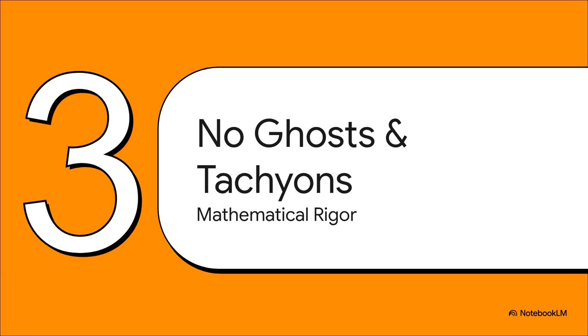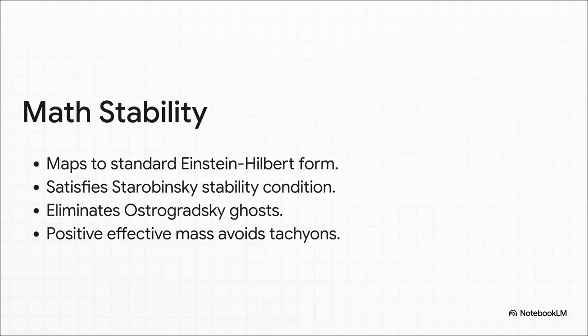Section 3. Banishing ghosts and tachyons, looking at the mathematical rigor. Because let's be real, anyone can invent a theoretical fix to stop a singularity. But does the complex math actually hold up under real scrutiny? Well, usually when you introduce new rules, you accidentally summon mathematical monsters, negative energy ghosts, or timeline-ruining tachyons.